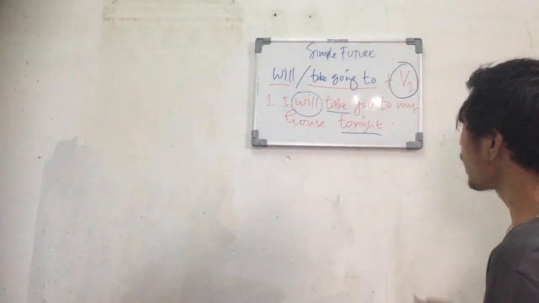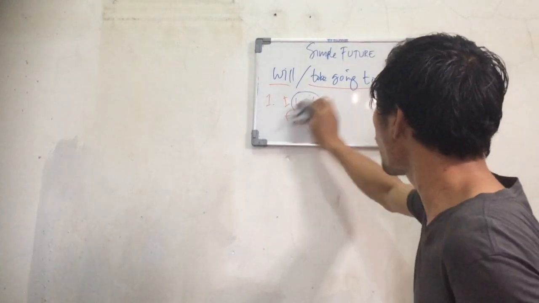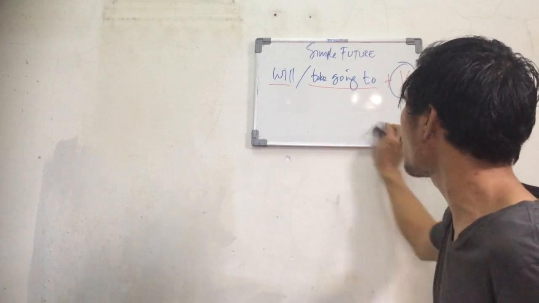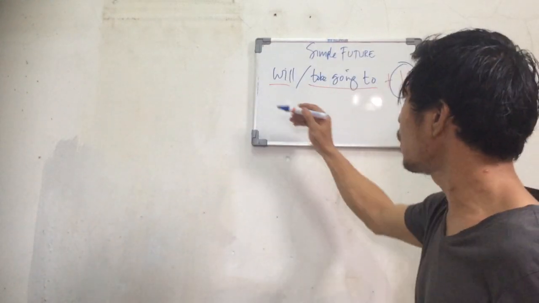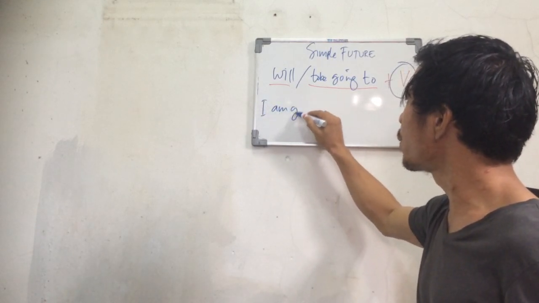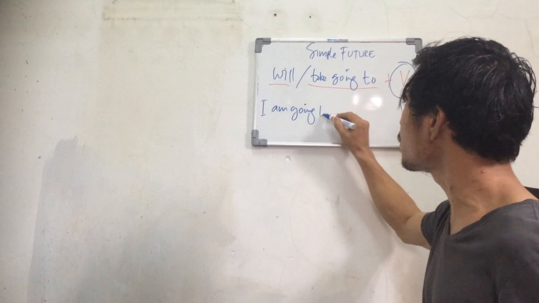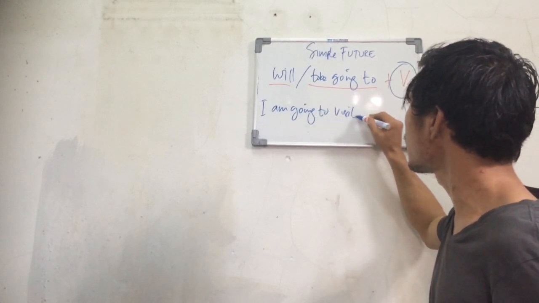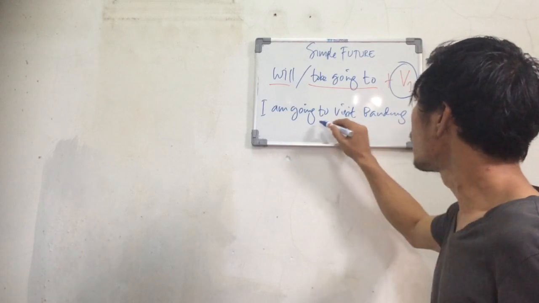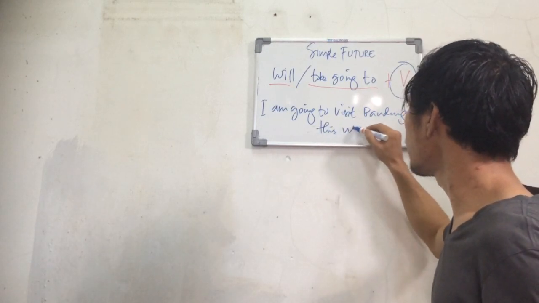Okay, the second example, I use to be going to. Maybe my plan is certain and I have bought the ticket for going to Bandung. So I make an example: I am going to visit Bandung this weekend.